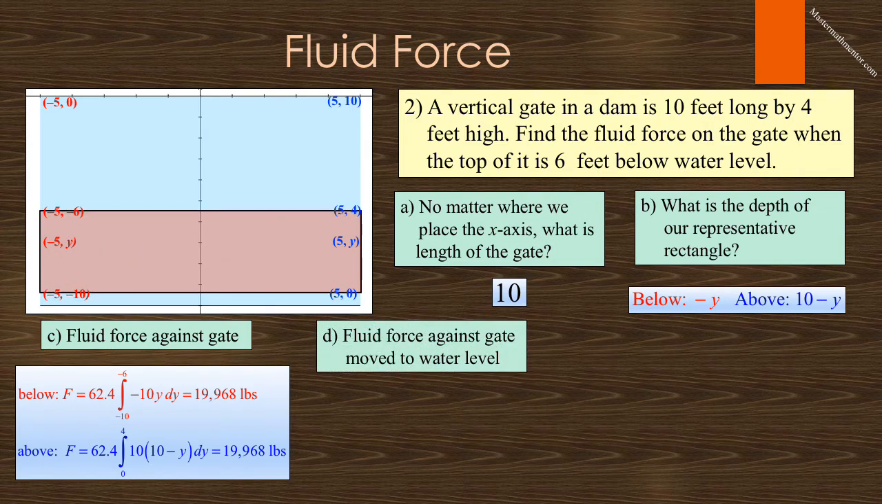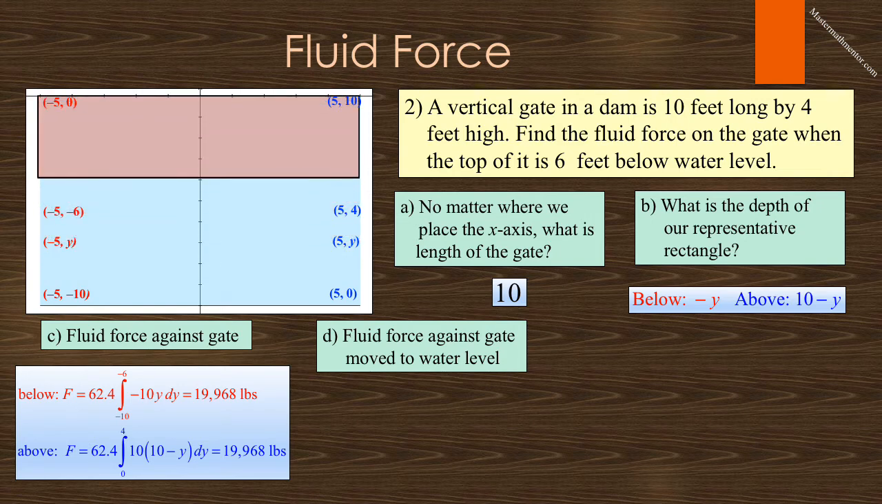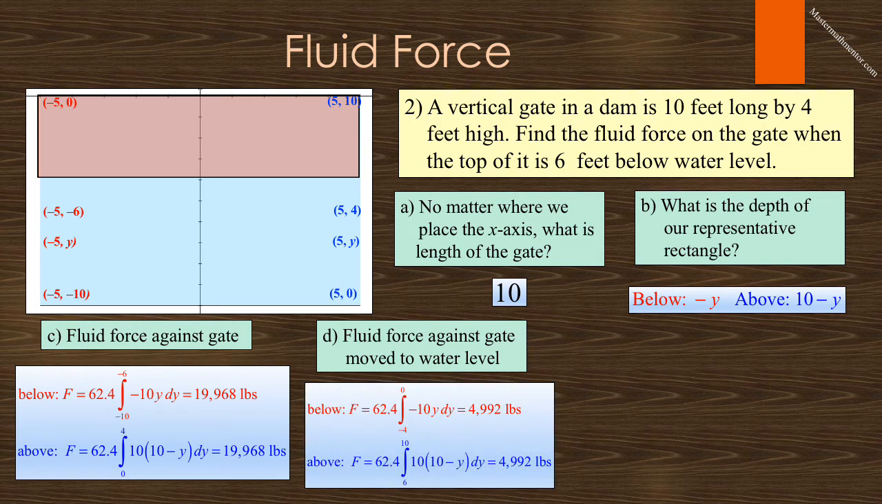Now, what happens to our fluid force against the gate if the gate is moved to water level? The formula is exactly as it was before, except we change the limits of integration. If the gate is below the x-axis, we integrate from negative 4 to 0. If it's above the x-axis, we integrate from 6 to 10. In both cases, we get 4,992 pounds. And that is considerably less than the almost 20,000 pounds we had before, because the gate is not nearly as deep, and therefore there's not as much force against it.